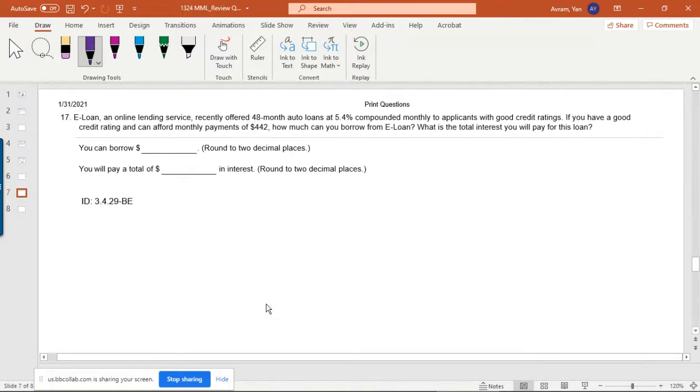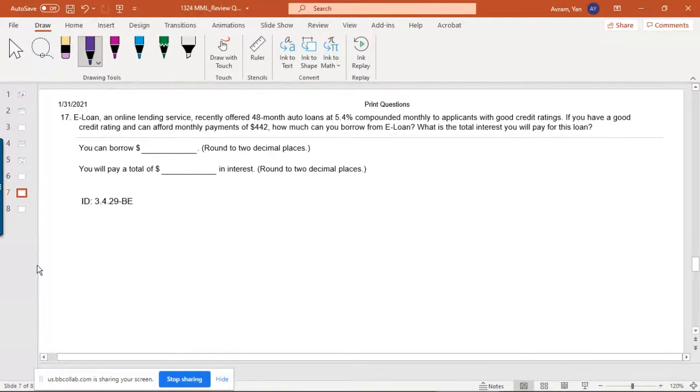All right, number 17 in here is the e-loan online lending service. This is the last one. Recently offer 48 months auto loan at 5.4% compound monthly to applicants with good credit. If you have a good credit and can afford a monthly of $442, how much can you borrow from this e-loan? And what's the total interest you pay for the loan?